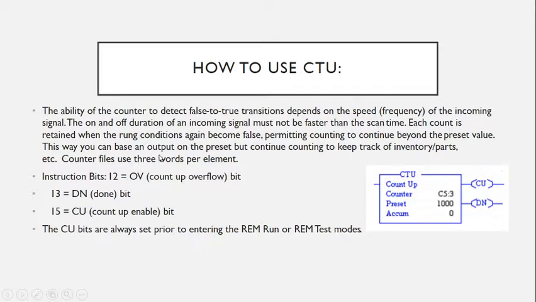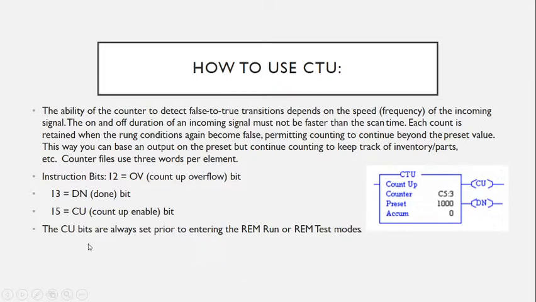This way you can base an output on the preset but continue counting to keep track of inventory or parts moving on a conveyor belt or something like that. The counters use 3 words per element. So we have the count up overflow bit, which is called OV, and we have the done bit, and then we have the count up enable bit.